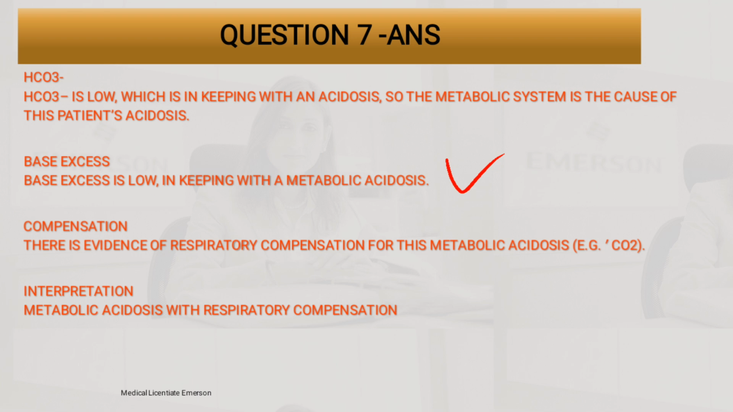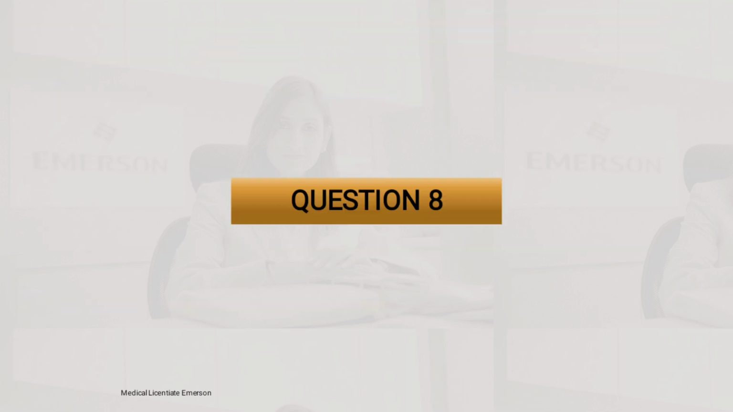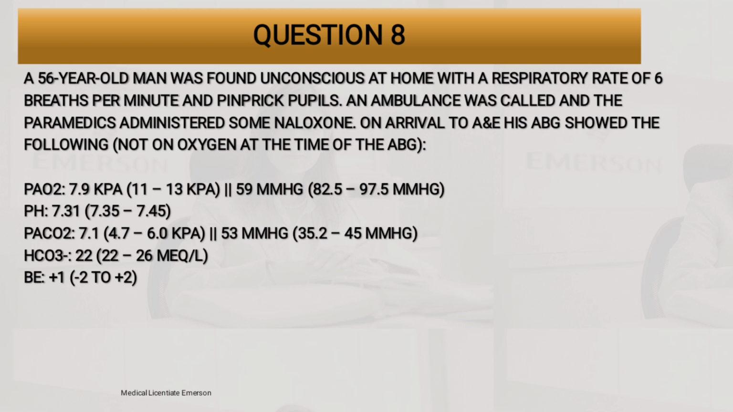That is the interpretation. So for question 8, the question says a 56-year-old man was found unconscious at home with a respiratory rate of 6 breaths per minute and pinprick pupils, and an ambulance was called and the paramedics administered some naloxone. On arrival to A&E, this ABG showed the following.